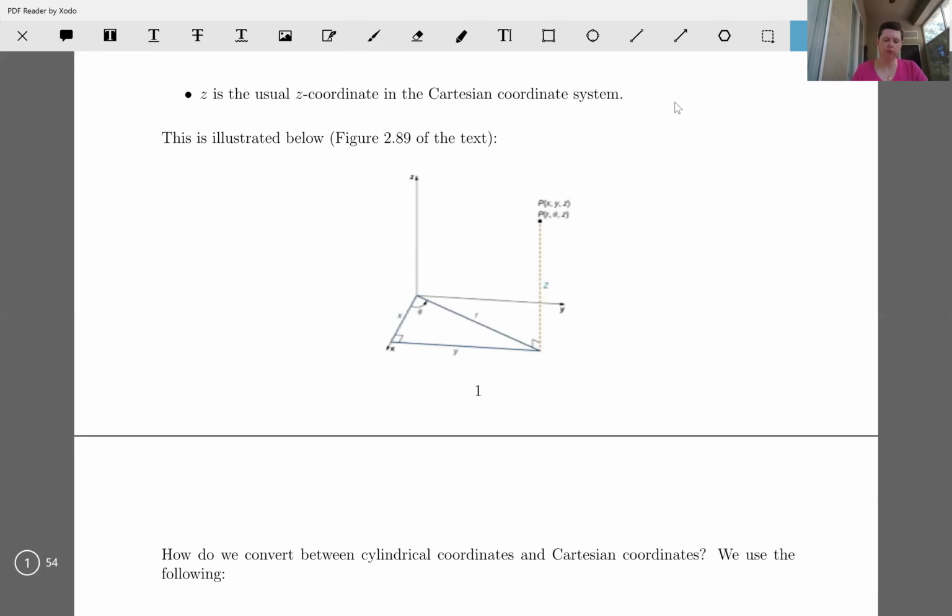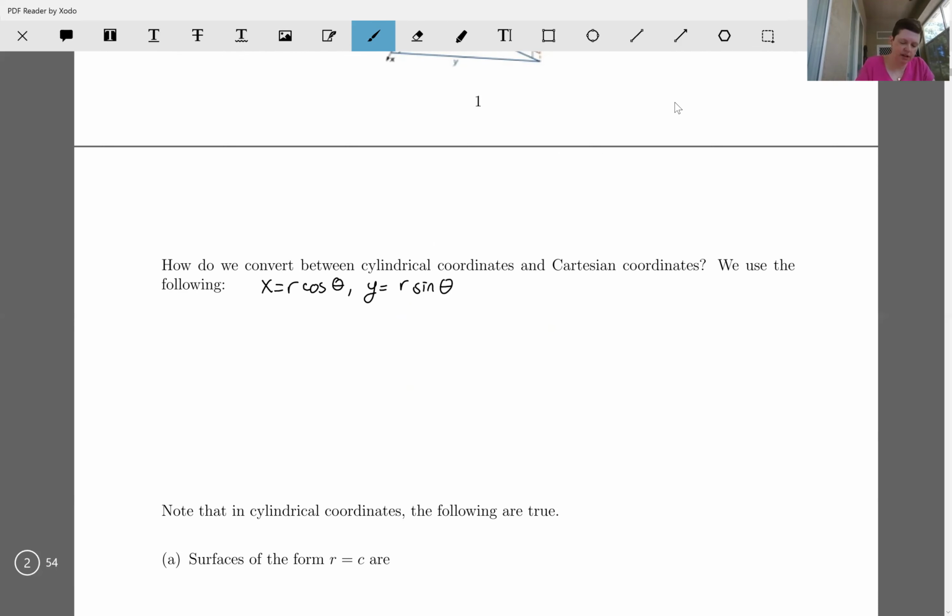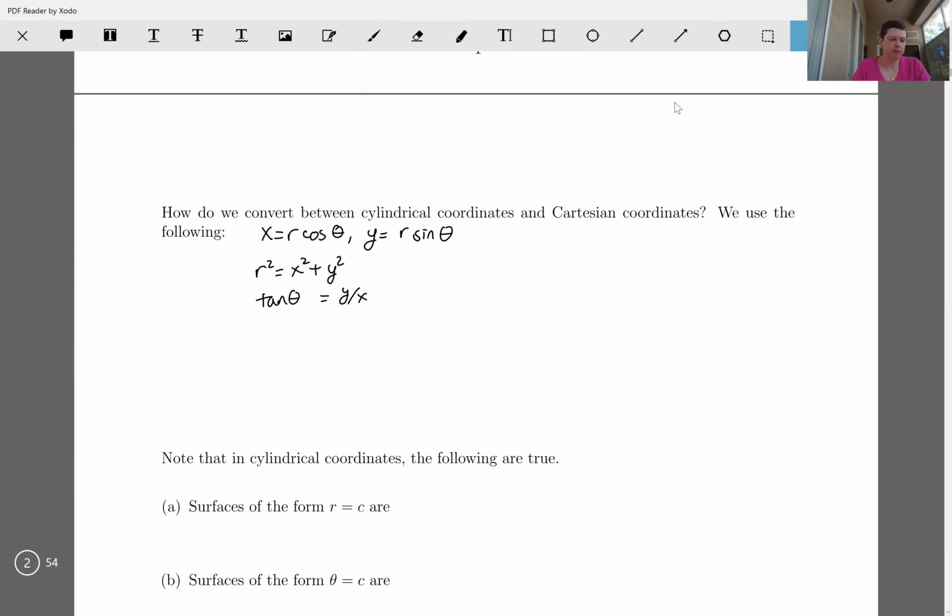So how do we convert between cylindrical and Cartesian coordinates? Well, we use our usual stuff. For the polar coordinate system, we have x is equal to r cosine theta and y is equal to r sine theta. In addition, we know that r squared is equal to x squared plus y squared. That's pretty easy to check. And finally, tangent of theta is equal to y over x. And z is z because it's the same for both coordinate systems.